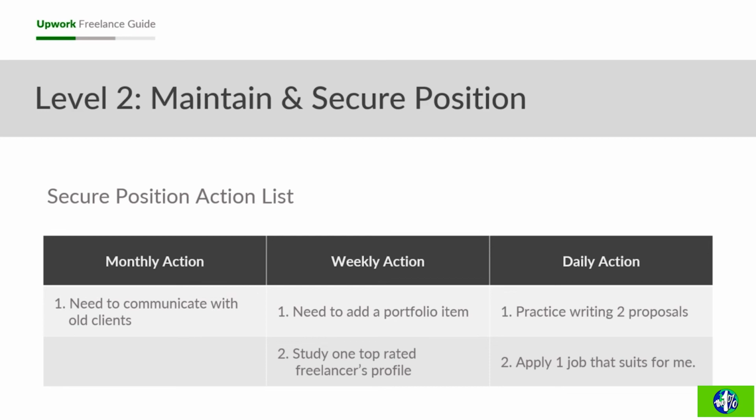One you need to do on a daily basis, one you need to do once a week, and one you need to do once a month. For example, you may add a portfolio item once a week, so it will be on your weekly list. You may communicate with your clients every month, so put it on your monthly list. You can practice proposal writing daily, so put it on your daily list.